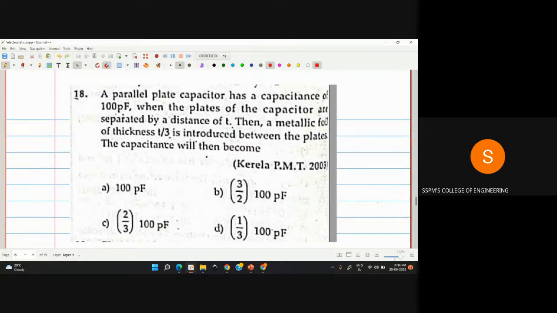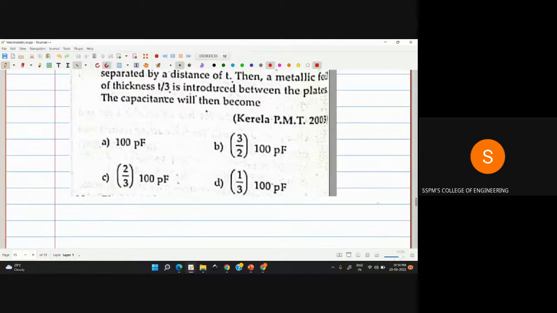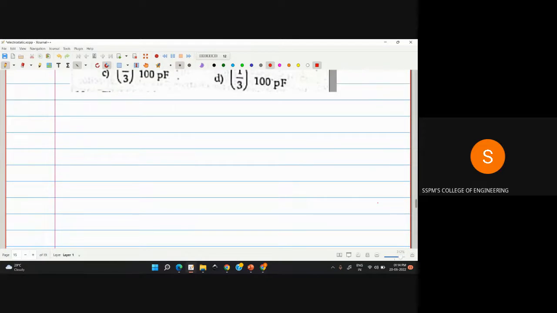आता इथे बघा the parallel plate capacitor दिलेला आहे of 100 picofarad, and when the plates of the capacitor are separated by distance t and metallic foil of thickness t by 3 is introduced, so what will be the capacitance of the modified capacitor? आता पहिल्या केसमध्ये काय दिलेलं आहे बघा, the two plates are given and spacing between two plates is t. Let's consider area of the plate is A.